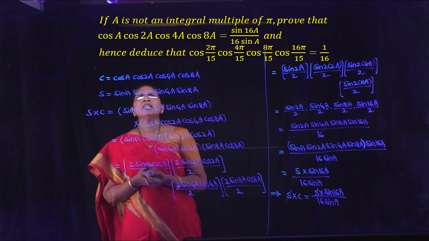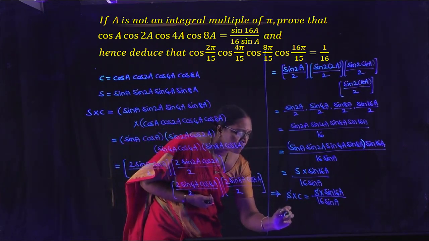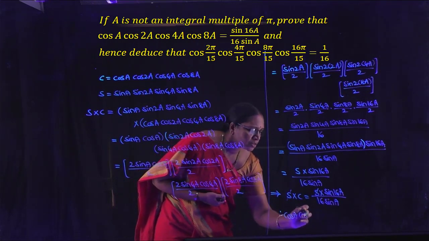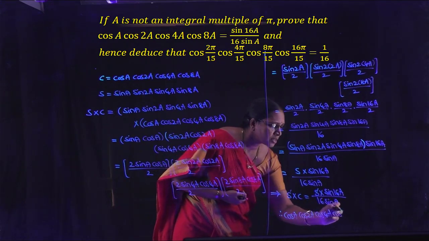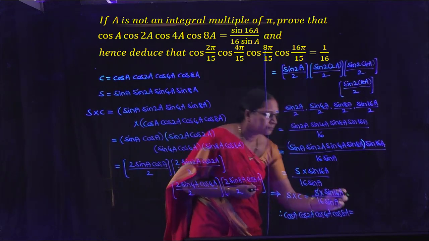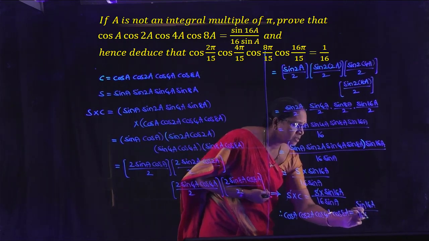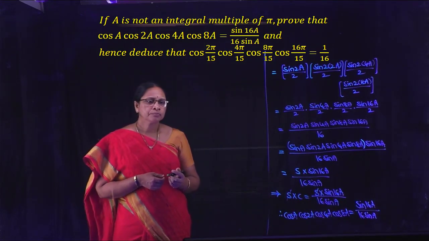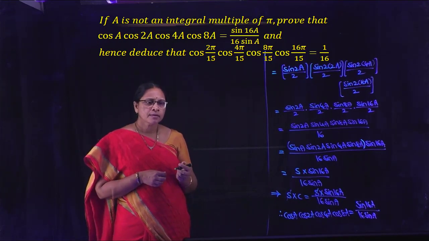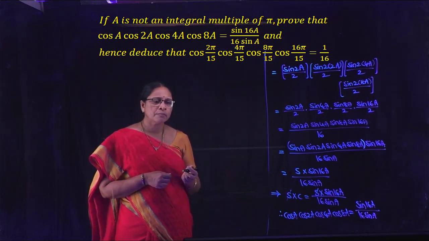We know that C is cos A, cos 2A, cos 4A, cos 8A. Therefore, cos A, cos 2A, cos 4A, cos 8A is equal to sin 16A by 16 sin A. Next we have to prove the second part of the problem. Cos 2 pi by 15, cos 4 pi by 15, cos 8 pi by 15, cos 16 pi by 15 is equal to 1 by 16.